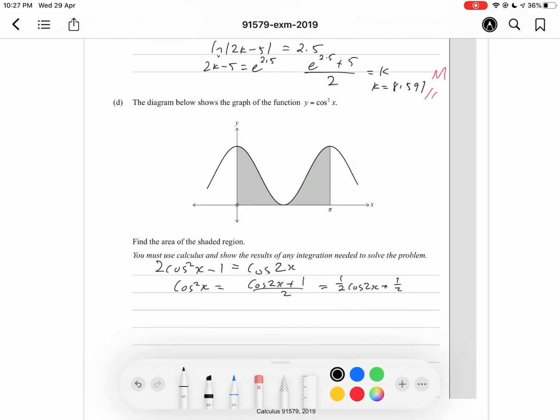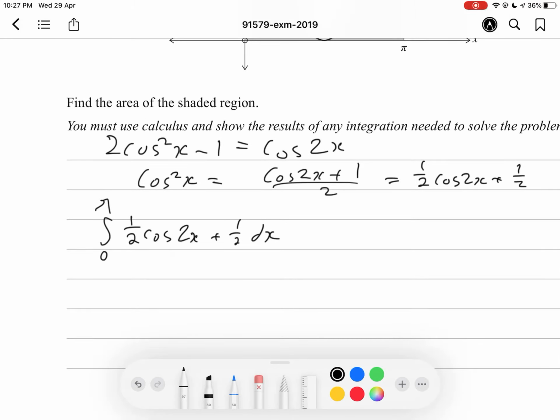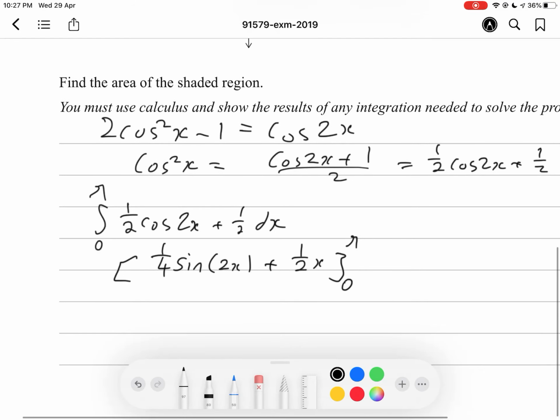So now we can reword the question. We're trying to find the area between 0 and pi of the integral of 1/2 cos 2x plus 1/2 dx. And now it becomes very simple. For cos, it goes back to sine, and we need to divide by the derivative of the inner function, which is just 2. So 1/2 divided by 2 is 1/4. So we have 1/4 sine 2x plus 1/2 x between pi and 0.